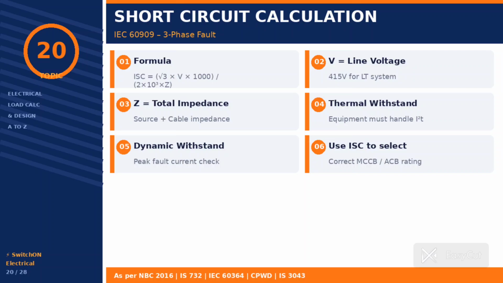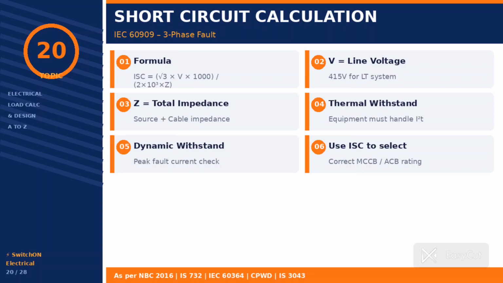Okay, this is the formula. You already know. Then voltage, line voltage. We require only V and Z. It's a simple formula. Like current, how do you calculate current? V divided by Z, right? So you require V and Z. V will be the system voltage, that is the line voltage. For 3 phase it will be 415, for single phase it will be 230. Then Z you require, right? Total impedance. It includes the impedance of the source as well as the impedance of the cables.